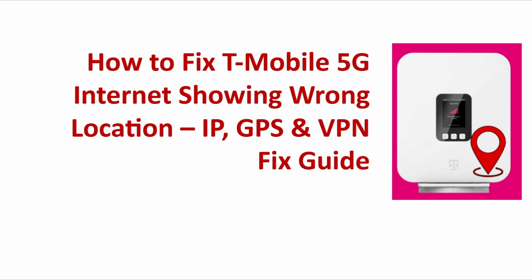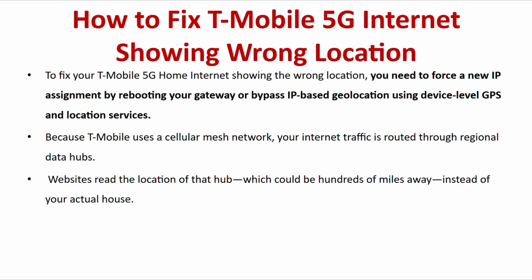Today in this video, we are going to see how to fix T-Mobile 5G internet showing wrong location, IP, GPS and VPN fix guide. To fix the T-Mobile 5G home internet showing the wrong location, you need to force a new IP assignment by rebooting your gateway or bypass IP-based geolocation using device-level GPS and location services.